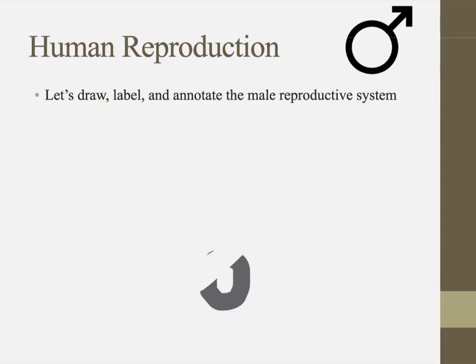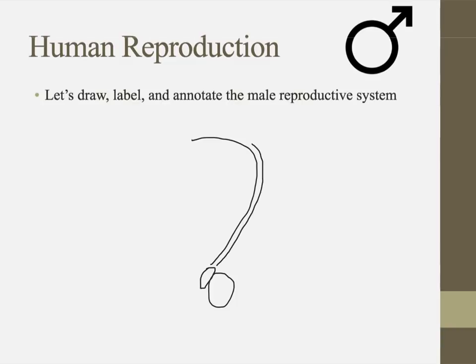Maybe I should choose a smaller pen here. Okay, so let's start with the testes. I'm just going to draw one because I'm drawing it from a side view. And kind of on top of the testes is a little tissue called the epididymis. So sperm are actually produced in the testes, they mature in the epididymis, and then they travel through a tube called the vas deferens.